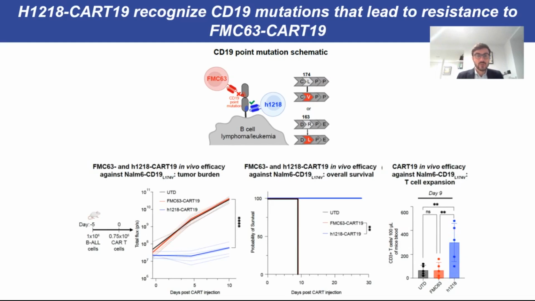And so in order to test the hypothesis that 1218 can overcome these mutations, we developed a model where we inserted these mutations in NALM6, a standard CD19 positive leukemia, and we treated the mice with control T cells. So these are T cells without the CAR, the standard CAR T cell that recognizes FMC63, and the new 1218 CAR T cell. And as you can see, the only ones really that were able to control the tumor were the new ones, the 1218, and this was true for tumor burden, but also for overall survival, and was further confirmed by higher proliferation of the 1218 in the peripheral blood of these mice.